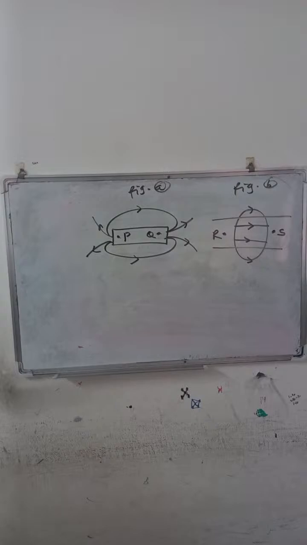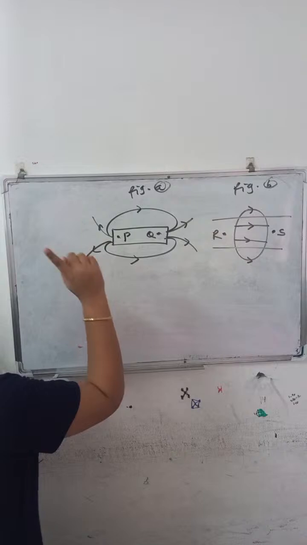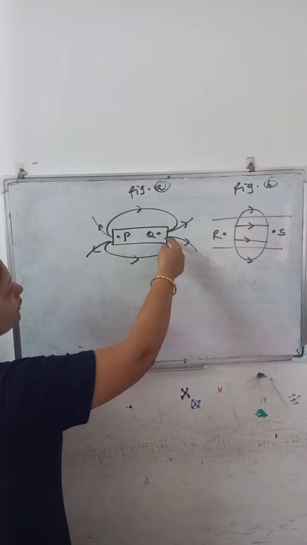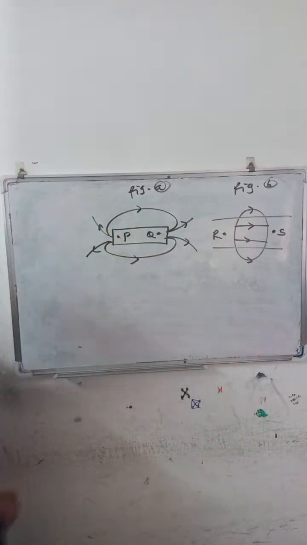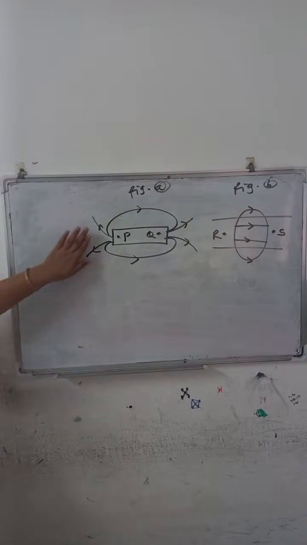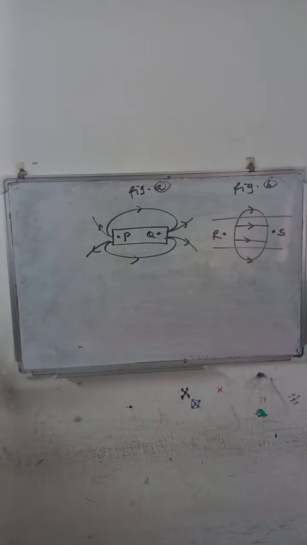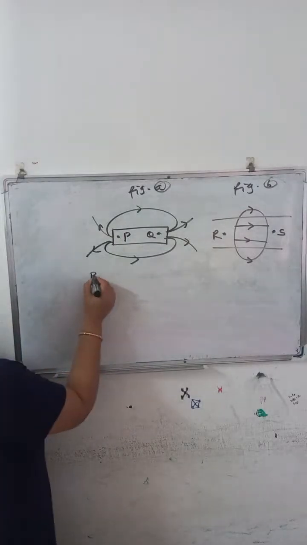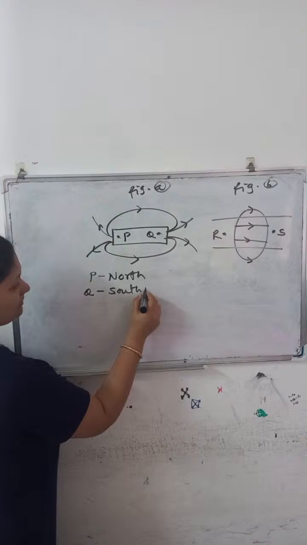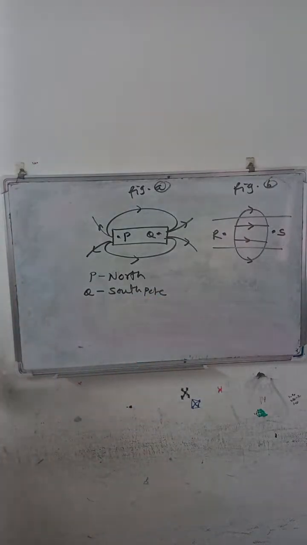Now can you find out here? Always check the arrows. This is going from P to Q. Can you get this? Then this part you can remove, but here the field lines are going from P to Q. That means P is your north pole, and Q is your south pole. So we got half for figure A.